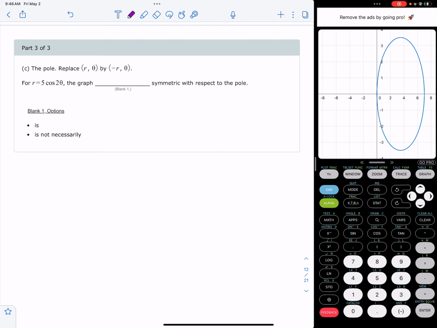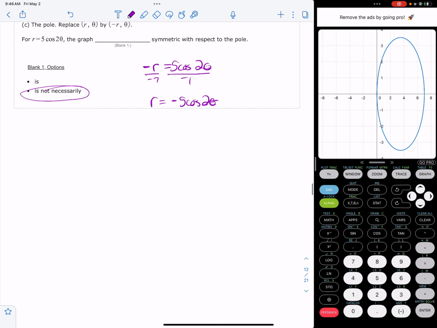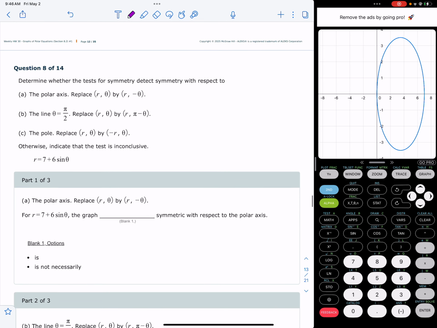Okay, now we go to this one, and on this one replace r with negative r. So it's going to be negative r equals 5 cosine of 2 theta. In order to compare these, we would need to solve this for r so that we have the same left side. And so this is what we'd end up with. Since those aren't the same, you would say not necessarily. And that's how you do those.